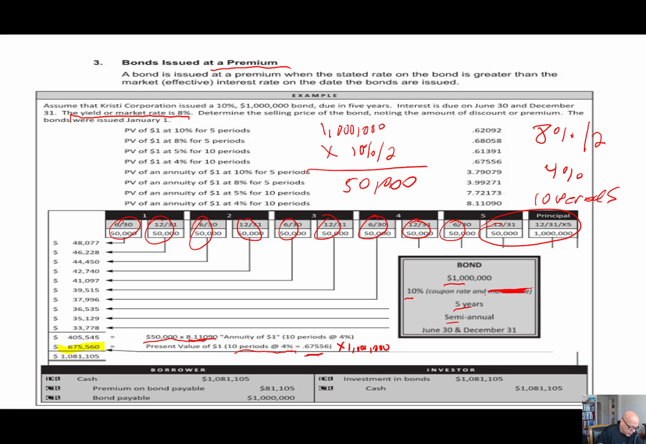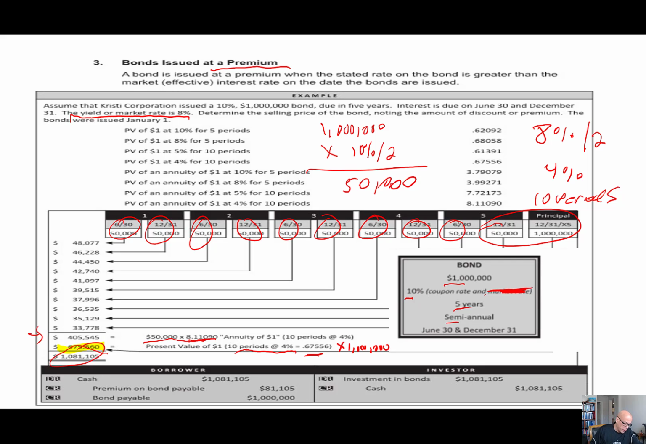That gives me the present value now of the interest. You add those together, and no shock that that is more than face, because the bond issued at a premium. Why did the bond issue at a premium? Because the coupon contract stated rate of interest was more than the market rate of interest.